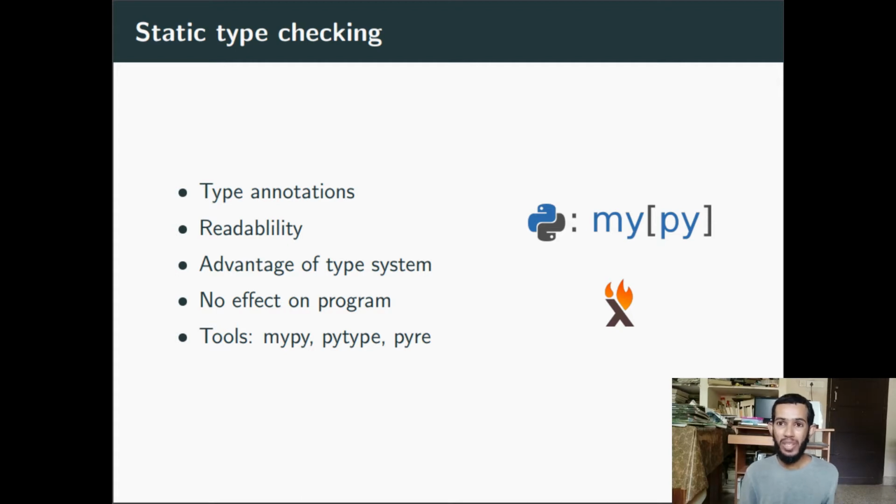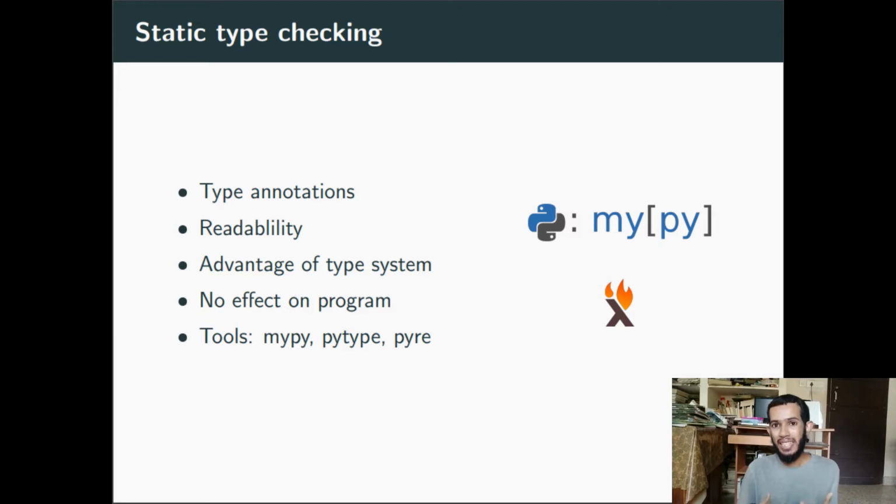Actually, taking advantage of it not only improves the readability of your code without having any effect on the program execution part, but also allows us to run static type checks. So in a way, we can combine the advantages of a statically typed language in a dynamic language like Python, which offers us more flexibility as well.